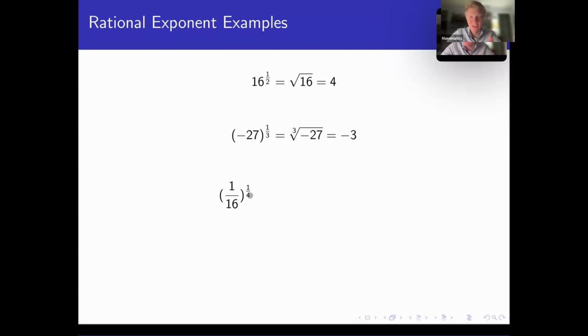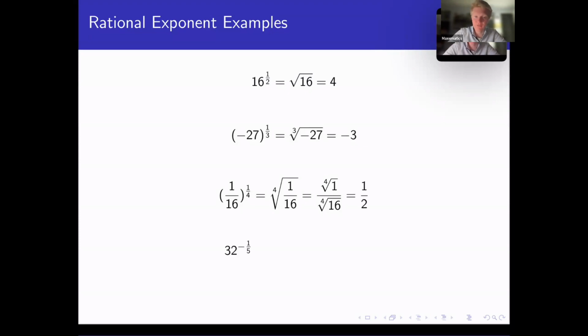1 over 16 to the 1/4. Well, division, just like all the rules we've had before, 1 over 16 to the 1/4 would be fourth root of 1 over 16. We can do fourth root of 1 divided by fourth root of 16. What number multiplied by itself 4 times gives you 1? Well, that's 1. What number multiplied by itself 4 times gives you 16? Well, 1 times 1 times 1 times 1 is 1. 2 times 2 times 2 times 2 is 16.